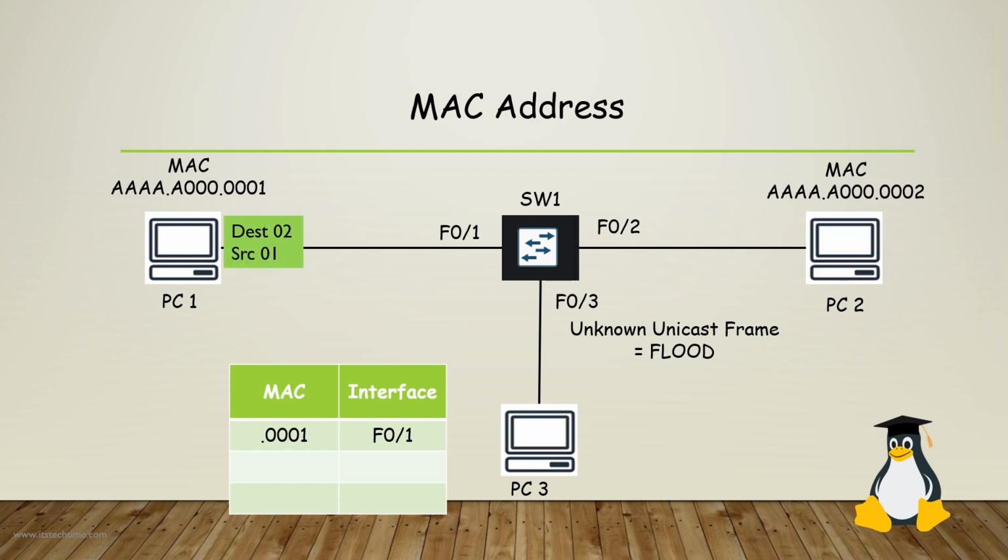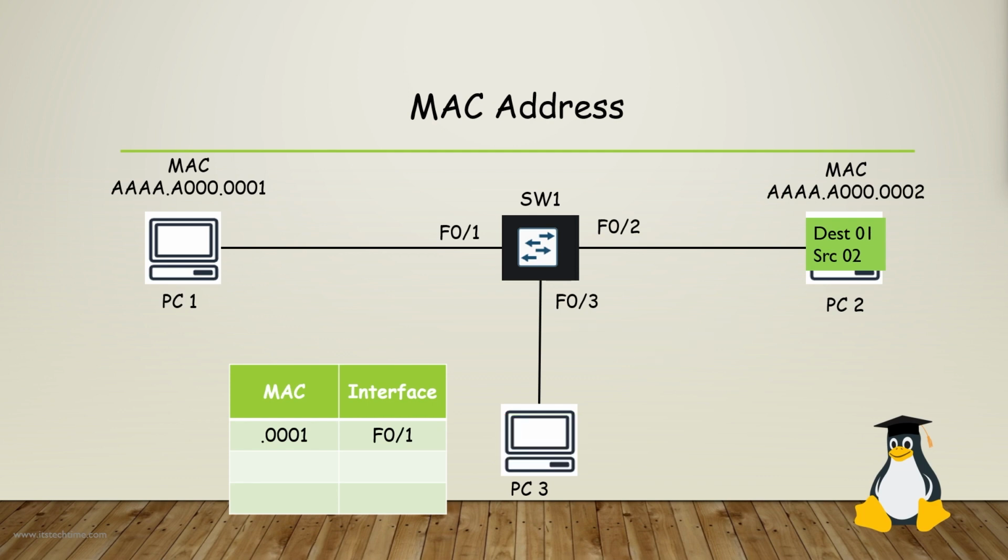So if PC1 sends another packet to switch 1, since switch 1 still doesn't know what interface the destination MAC for PC2 is on, it floods the packet again, sending it out every interface that it has except for the interface that the packet was received on. And again, PC3 drops the frame because it's not destined for its MAC address, and PC2 sees that it matches its MAC address, so it processes the frame as it normally would through the layers of the OSI model.